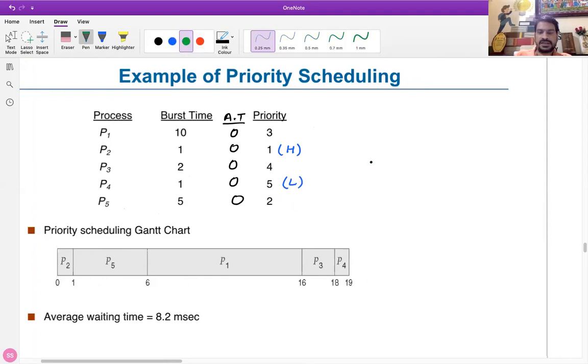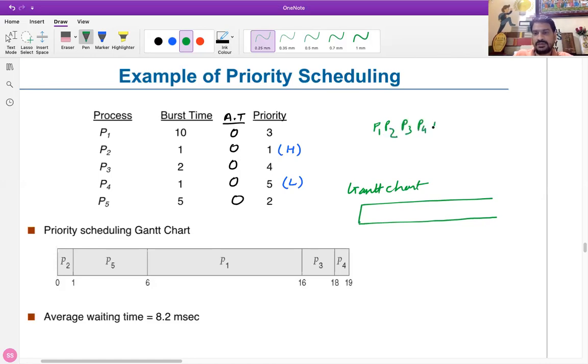Now for that, let's make the Gantt chart. Because at time t0 all the processes are there, P1 is there, P2 is there. Where are these processes? These processes are in the ready queue. P2, P3, P4, P5. We cannot say queue exactly, but there is some ready state, right? So in the ready state, all the processes are there: 1, 2, 3, 4, 5. So we have 5 processes which are available.